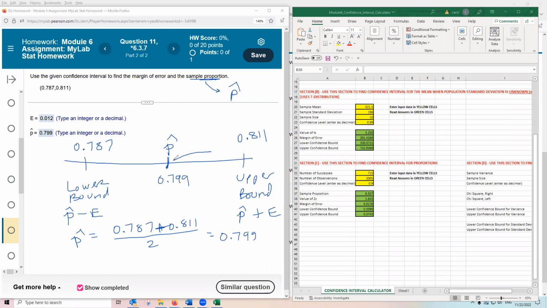The margin of error is this distance from p hat up to the upper bound. So if you work that out, this distance is 0.012. So again, a little number line here is a good visual way to see the relationship between p hat, which is the center of the interval, and e, which is the distance from the center to the upper bound. Of course, e is also the same distance from p hat down to the lower bound. So e going this way is also 0.012.